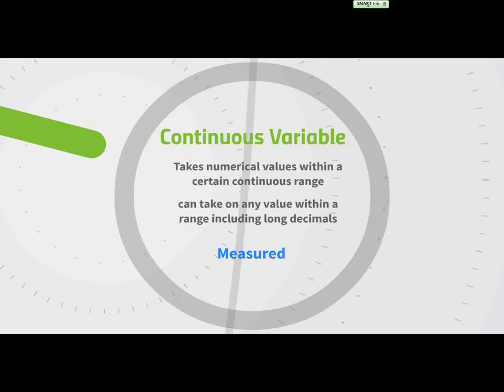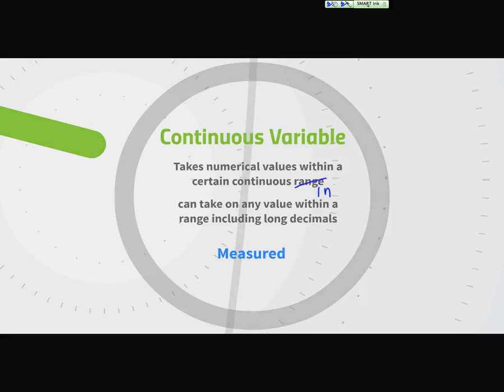The other type is called a continuous variable. These are still numerical answers, but they're numerical values within a certain continuous range. I would almost even prefer the word interval, which seems to come up a little bit more. So it's within an interval. The thing is, you could have any value within that interval, including decimals. So these are not whole numbers. This is something that you would measure, not something you would count.